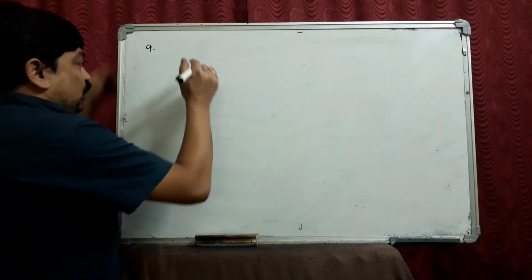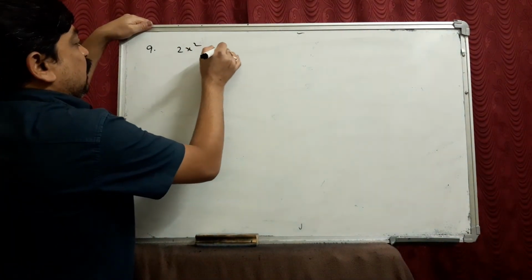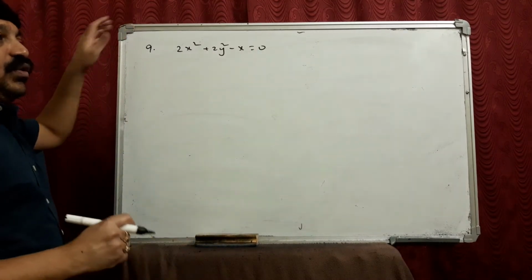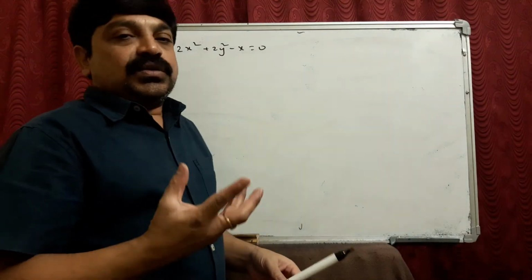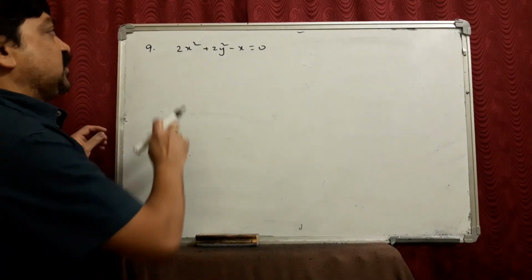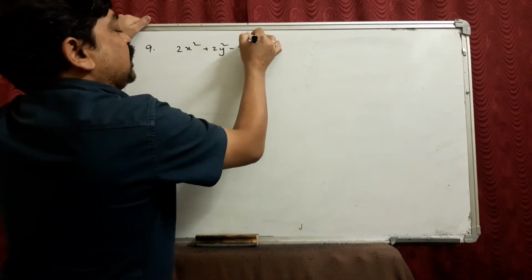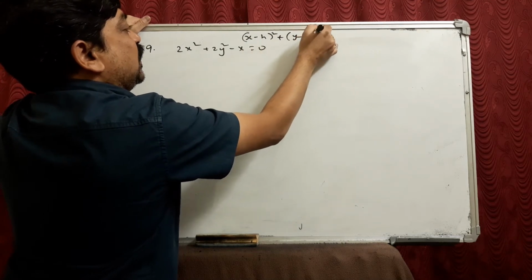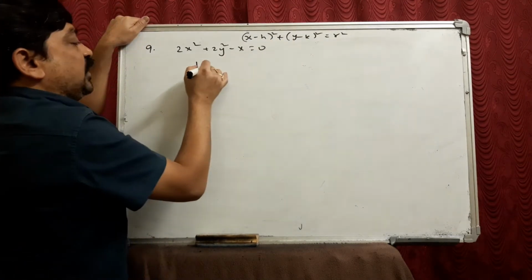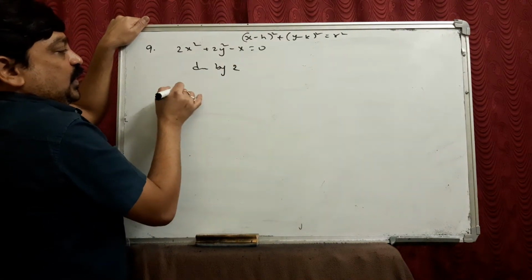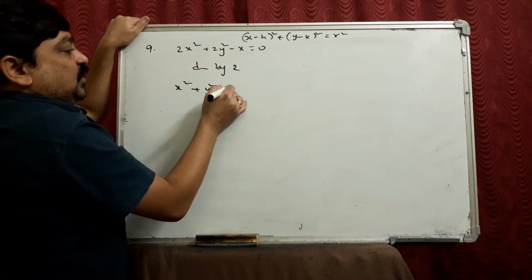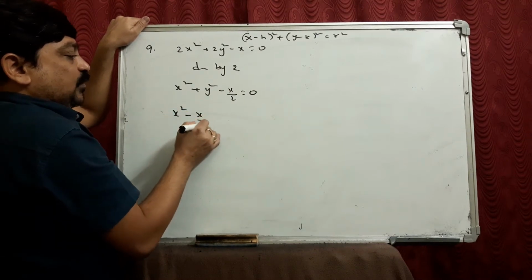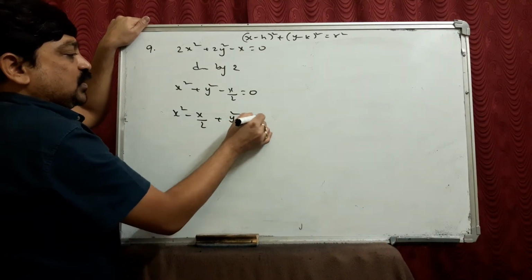2x square plus 2y square minus x equal to 0. So the first thing that we have to notice or identify in every question is that the coefficient of x square and y square should be unity, because your standard equation does not have any coefficient for x square and y square. So first of all, divide throughout by 2. So it becomes x square plus y square minus x by 2 equals 0. Now we will go to the actual process. x square minus x by 2 plus y square equals 0.